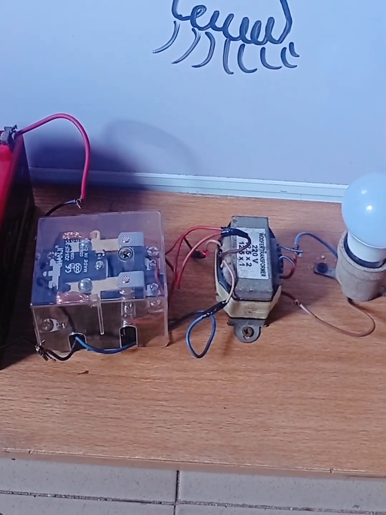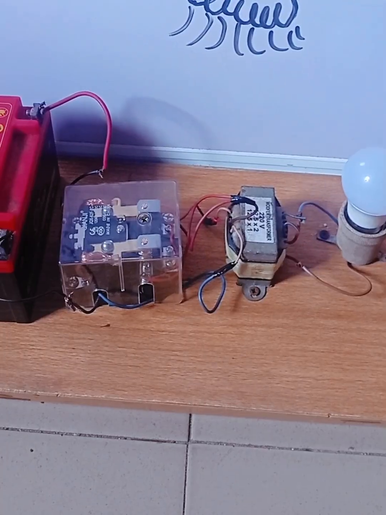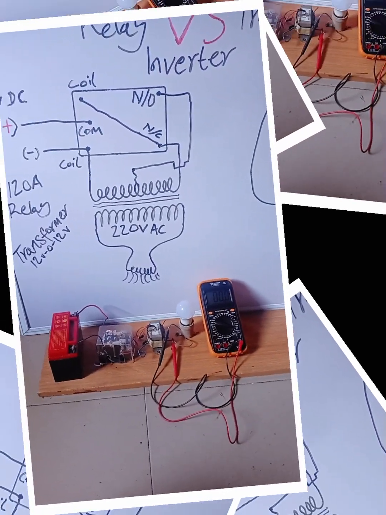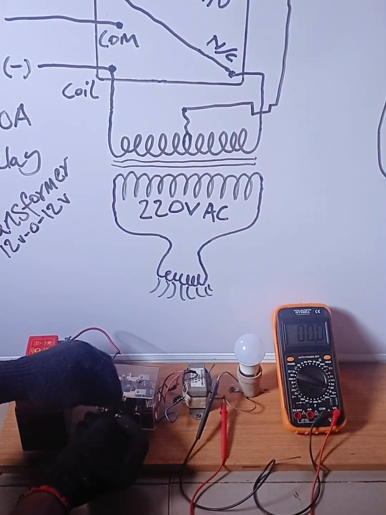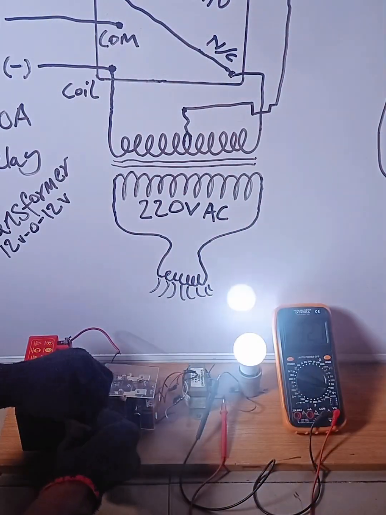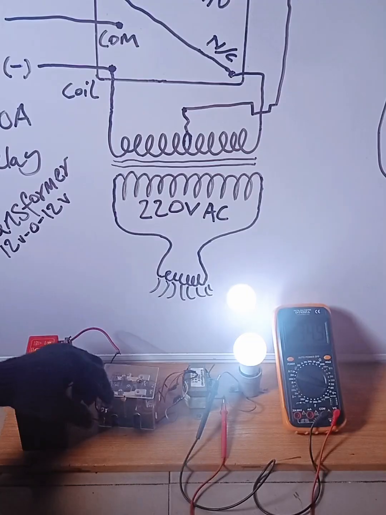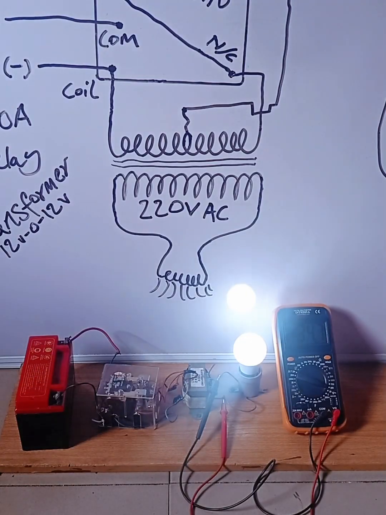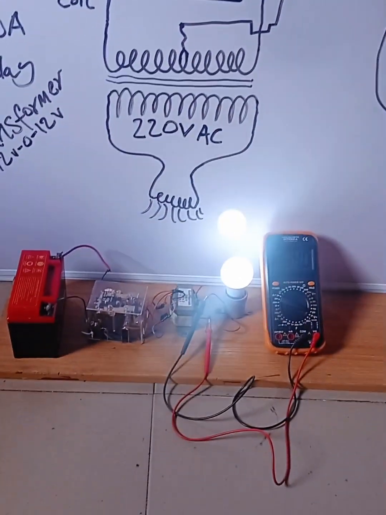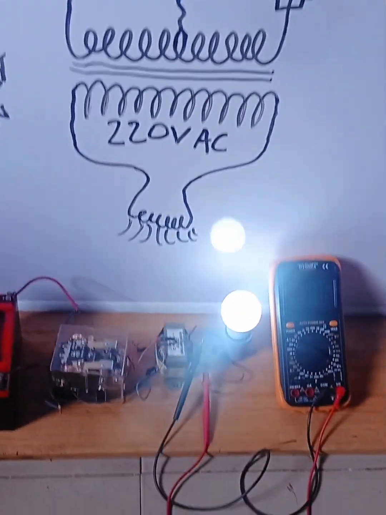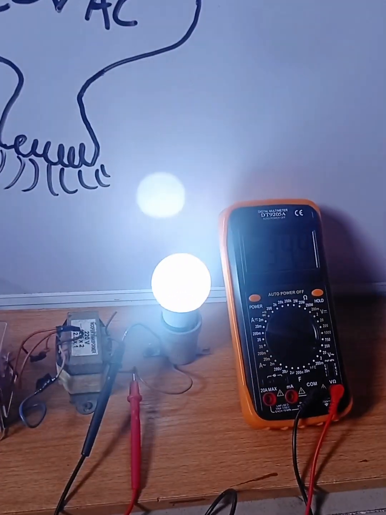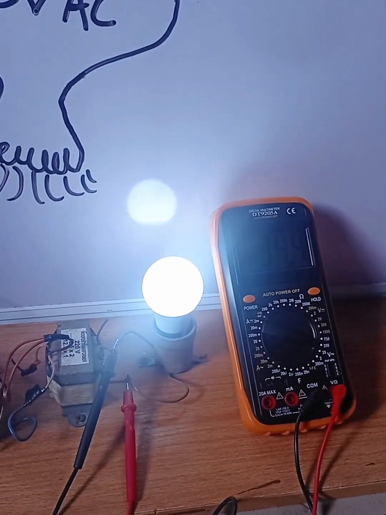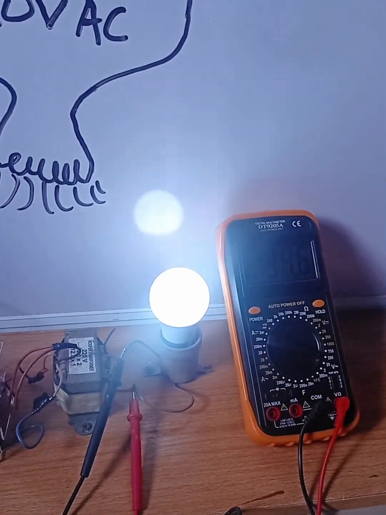12-volt battery. This is our power source. Relay. This does the switching. Transformer. Steps up voltage to 220 volts. Wires and connectors. Now the most important part here is the relay. If the relay switching is too slow, the inverter won't work properly. If it's too fast, the relay can get damaged. So balance is key. Let me quickly walk you through how I built this.